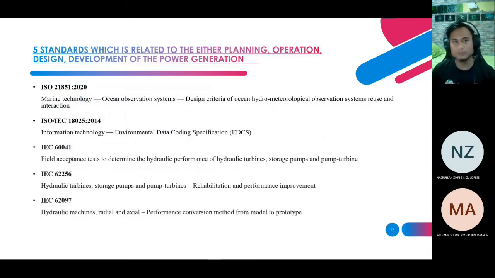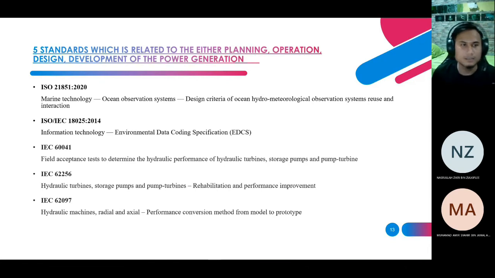And then the fifth part, standards, which are related to idea planning, operation, design, and development of the project of our topic, which is ocean wave power generation. The first is ISO 21851:2020, which is about marine technology, ocean observation systems, design criteria of ocean hydromagnetic observation system reuse and interaction. And then ISO/IEC 18025:2014 about information technology, environmental data coding specification.